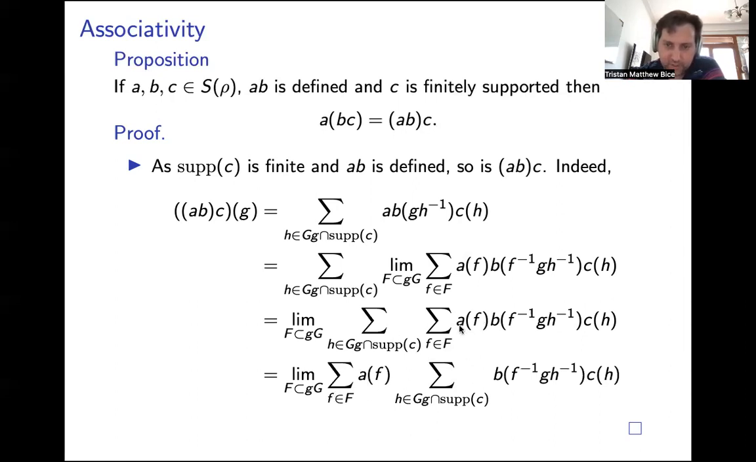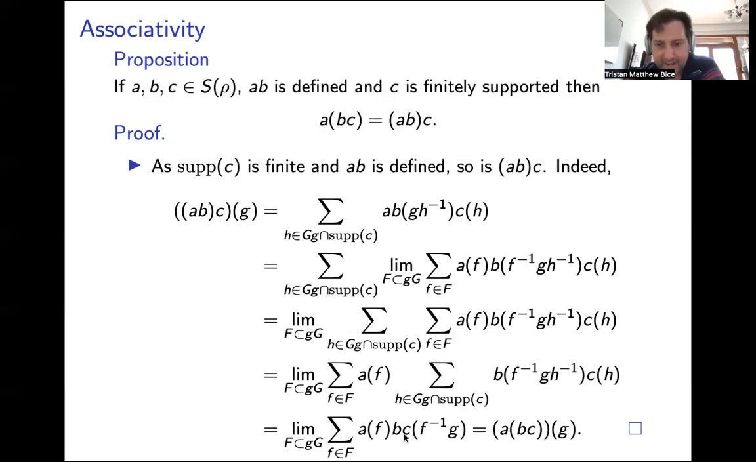This will then become constant with respect to this sum here. So we can take that outside. And now we're getting somewhere because, what's this sum here? Well, this is indeed just by definition the convolution of BC at F inverse G. Right? If you look at the product of F inverse G, H inverse H for all these H's, it always gives you F inverse G. So this is really what this thing here is.